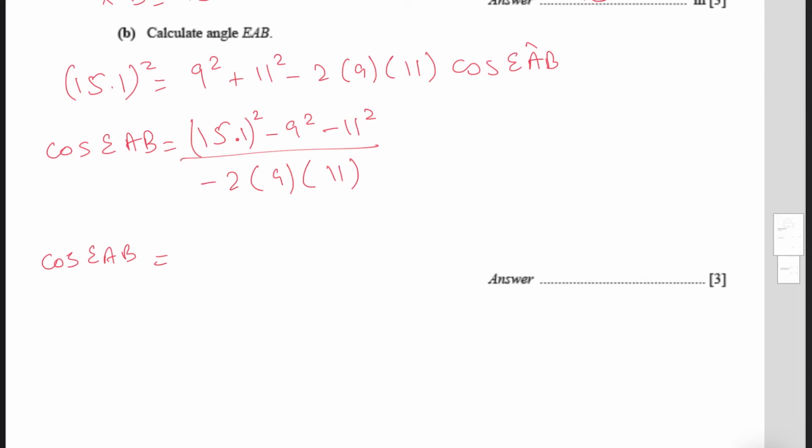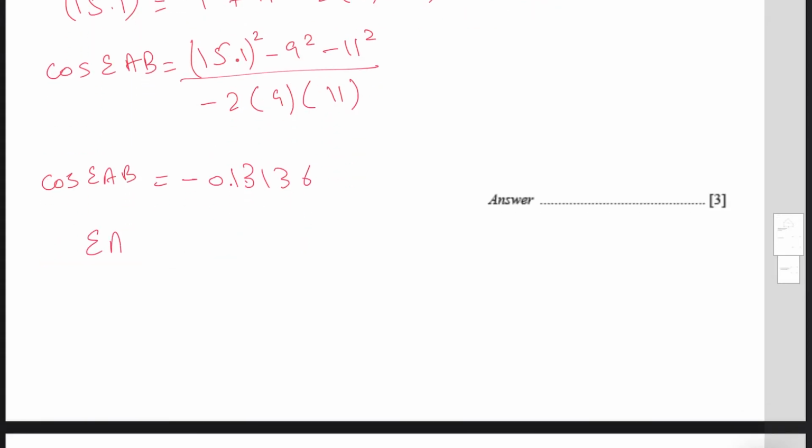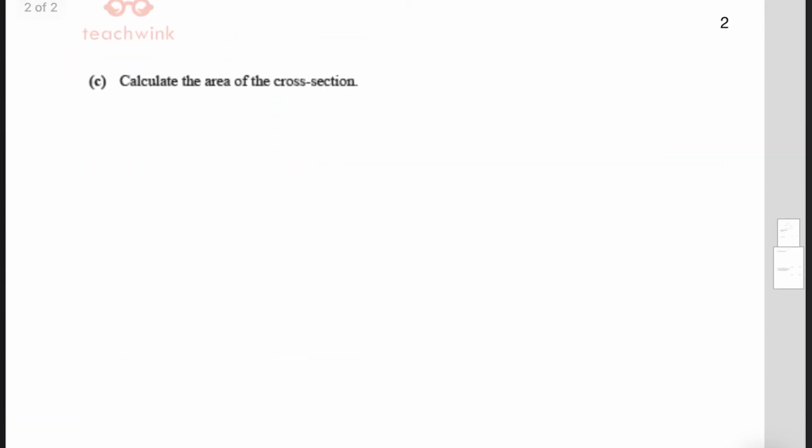I end up with negative 0.13136. When I do cos inverse of this, I'll find the angle EAB, which comes out to be 97.5 degrees. So I write it over here. Okay. The next part says calculate the area of the cross section.